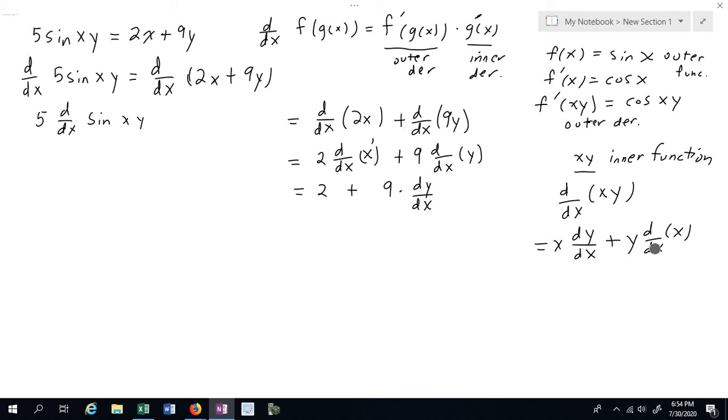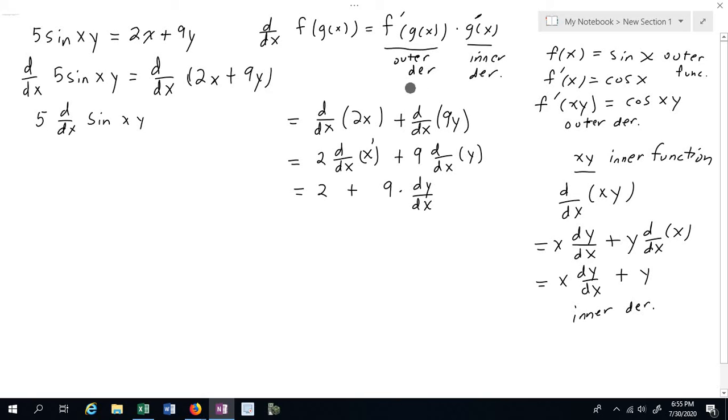Now this derivative we can actually compute. The derivative of x with respect to x is 1, so you just end up with y times 1. But this one, we can't compute because y is a function of x, so we're just going to leave it as dy dx. So this is your inner derivative.